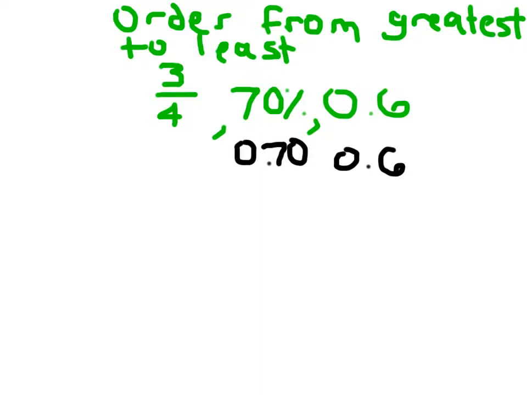70%, oh, we recognize that as 0.70. 3/4 is recognizable as 0.75. Now, if you couldn't remember that, you could have taken 3 and divided it by 4. And here I'll show you that work.